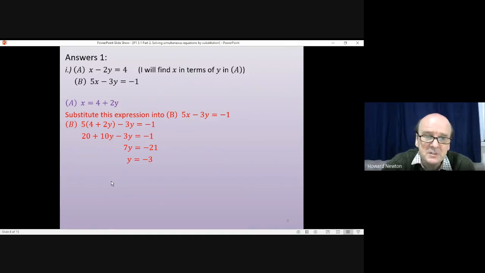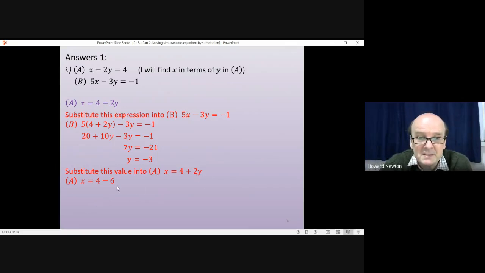The easiest way to do that is using the equation that you created when you made x the subject of the equation, getting x on its own. So we'll go back to this equation here, x equals 4 plus 2y, and I'll substitute y equals minus 3 into that. That gives me x equals 4, 2 times minus 3 is minus 6, so 4 minus 6. That means x is minus 2. That means the question is done. So the answer to the question would be x is equal to minus 2 and y is equal to minus 3. These two numbers are back to front here.